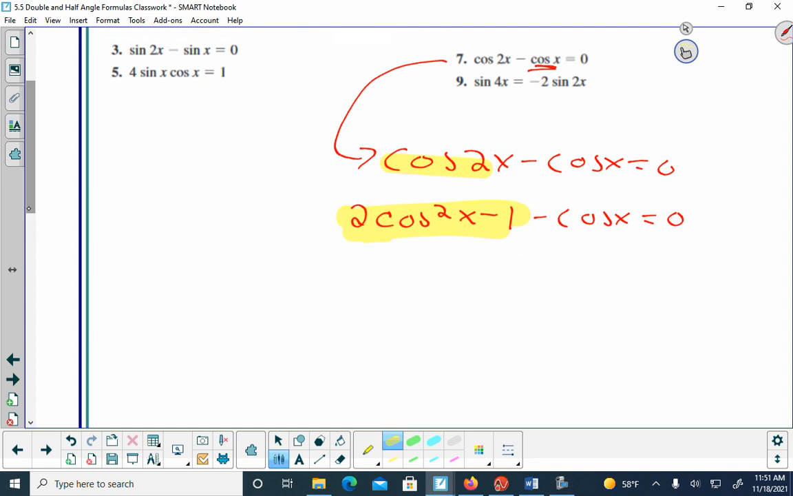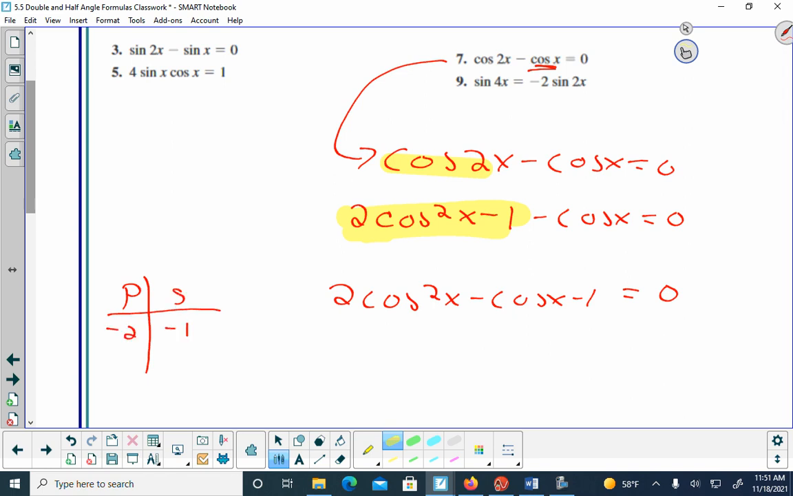Now I'm going to do product sum. So I'm going to rewrite it in descending order. So I'm going to do 2 cosine squared x minus cosine x minus 1 is equal to 0. So my product is -2. My sum is -1. Do you feel like we do the same product sum all the time? So I'm going to use -2 and 1.